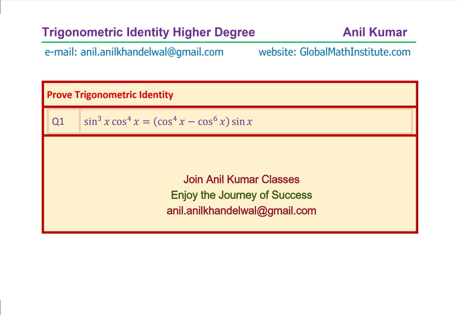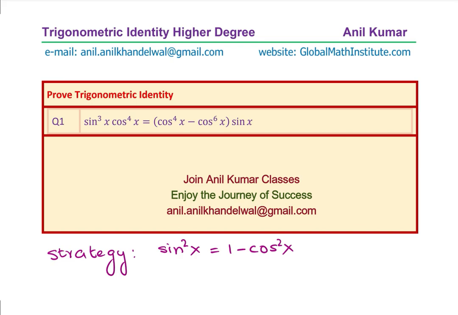So the strategy is that the cosine powers are increasing and the sine power is decreasing. So that means we should replace sine square x with 1 minus cos square x. That should help, right? Sine cube is given to us. We can split this into sine x and sine square x, do the replacement, and then get the answer. Does that sound good? Exactly. This is what we are going to do, right?